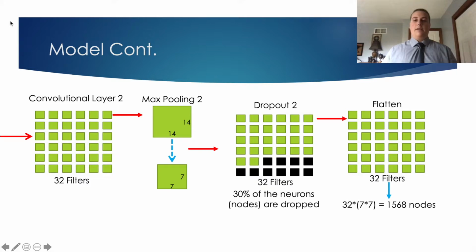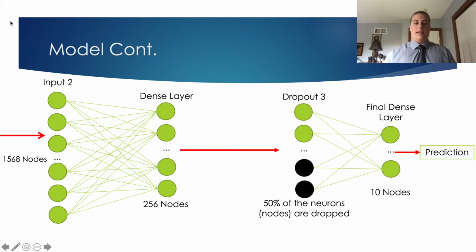So in this case, we have 32 filtered images that were 7 by 7. So this creates 1,568 nodes that are passed into the input layer. And this moves to a dense layer, so it takes all the connections between the first layer, which is 1,568 nodes, and moves it to a dense layer of 256 nodes.